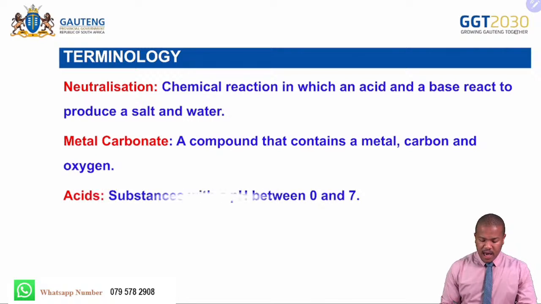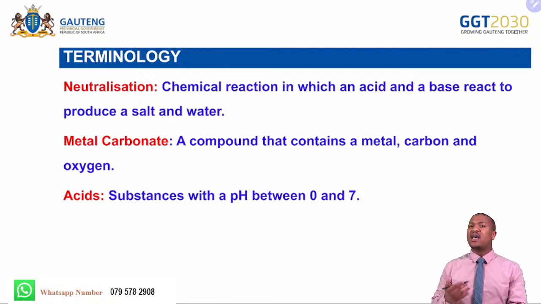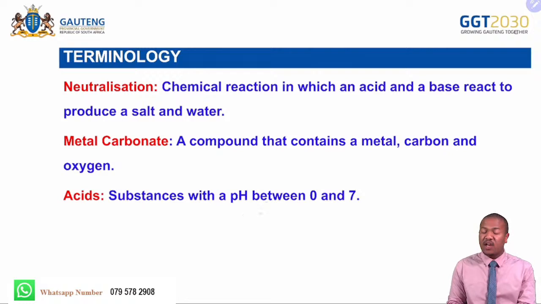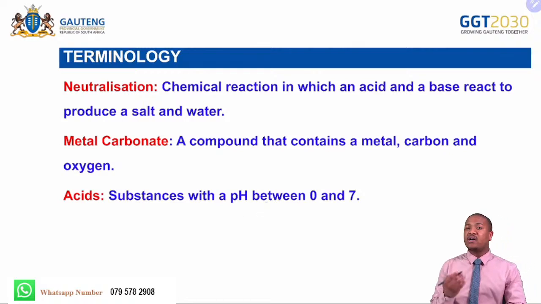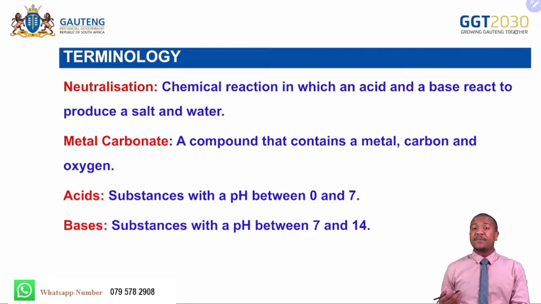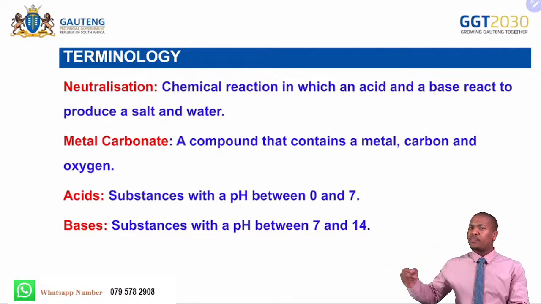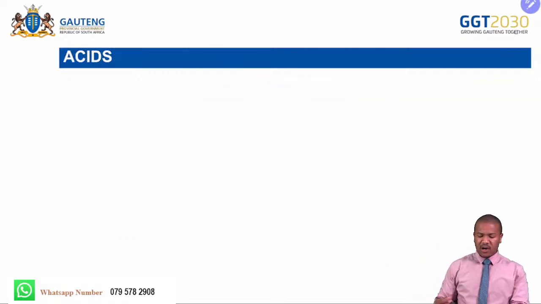Now, acids. We said that an acid is a substance with a pH between 0 and 7, or an acidic substance that has a pH value of between 0 and 7. Then a base is a substance with a pH between 7 going up to 14, or between 7 and 14, right? Now let's move on.